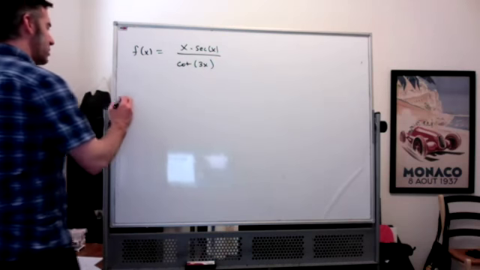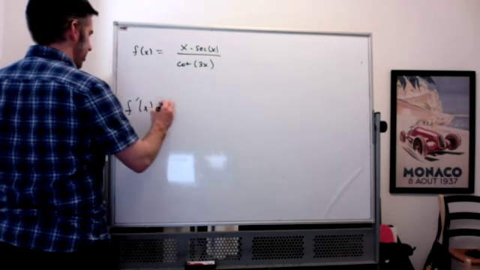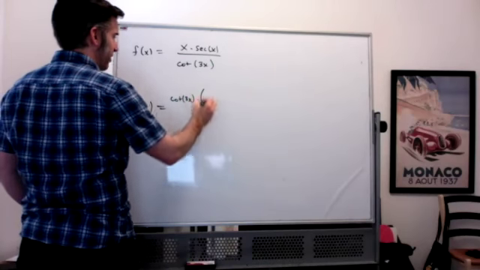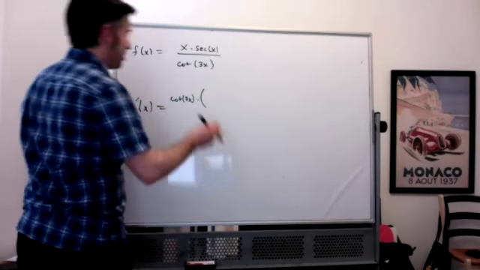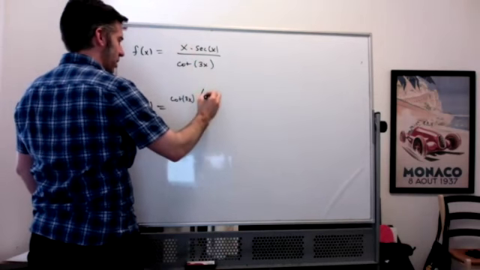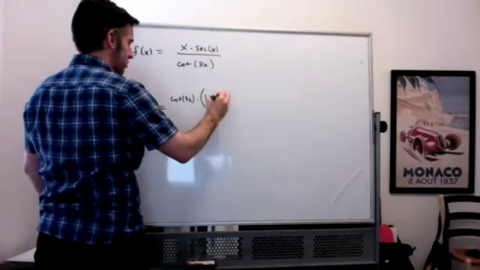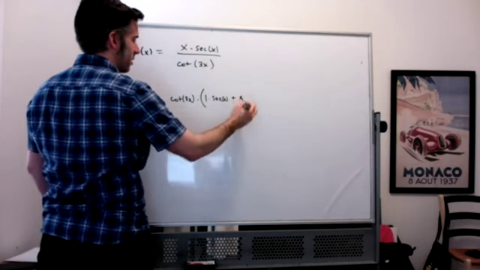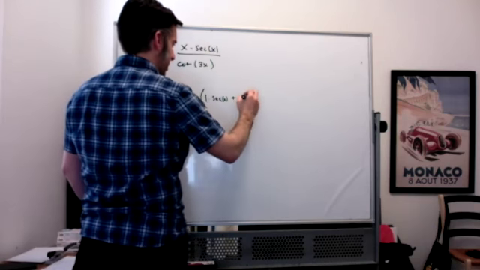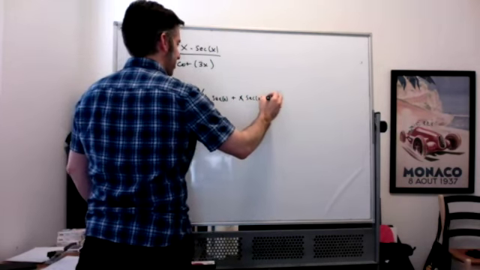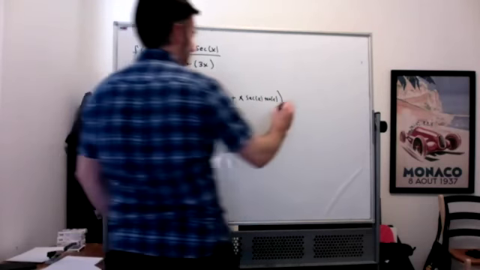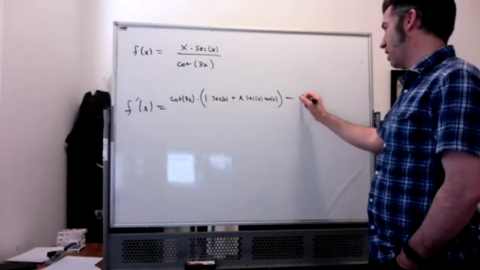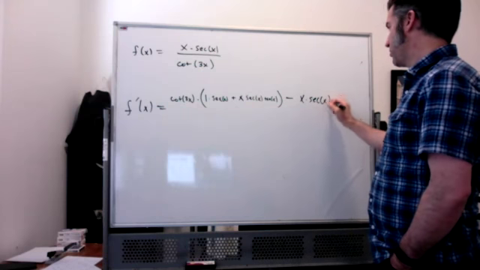So f prime of x is going to be, at the bottom, cotangent of 3x, times the derivative of the top, which is going to require the product rule. So the derivative of the top is the derivative of x, which is 1, times leave secant x alone, plus x times the derivative of secant x, which is secant x tangent x. Minus, now we flip it. Instead of the bottom times the derivative of the top, we do the top times the derivative of the bottom.